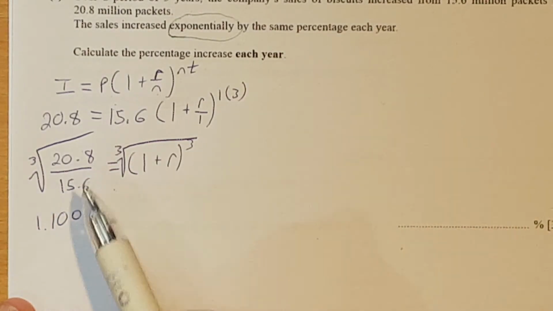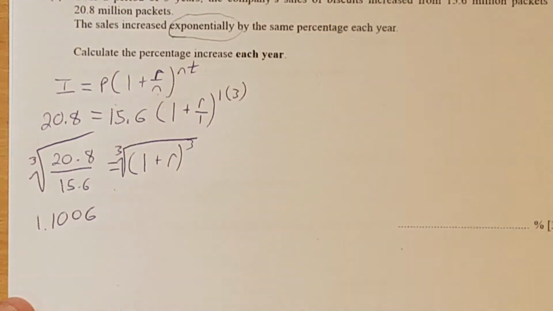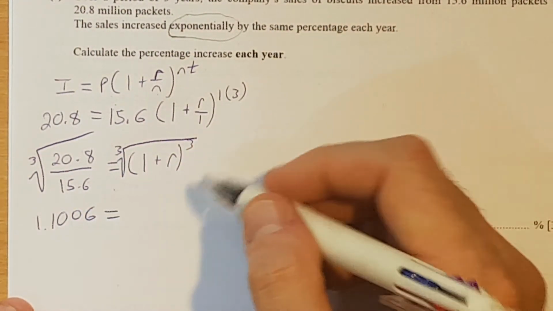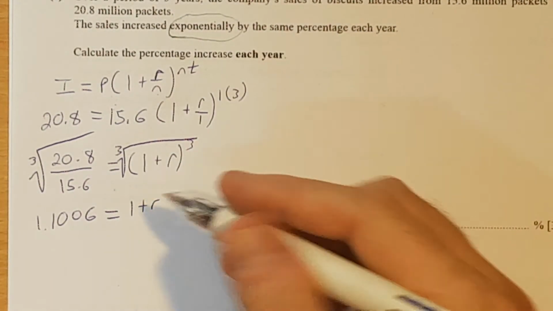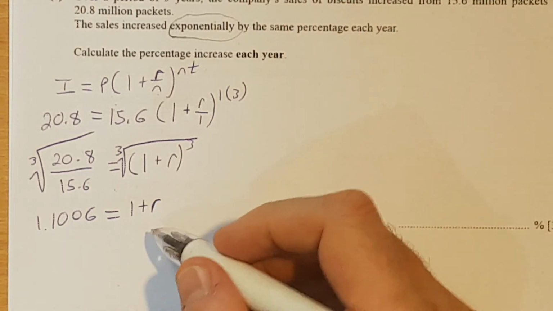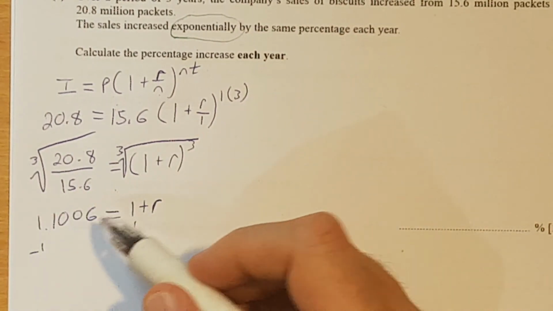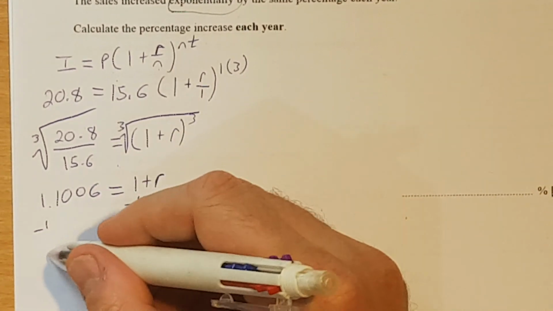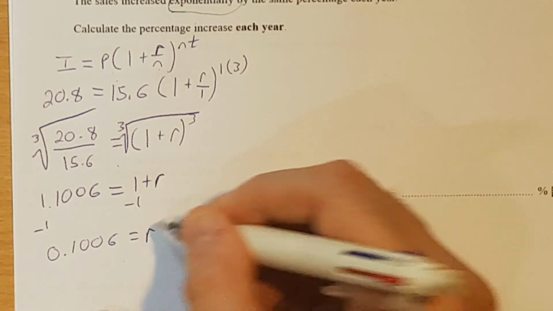1.1006. I might add enough sig figs for the answer here. 1, 2, 3, I'm at least at 5. So I need at least 4 to get an answer of 3 sig figs, right? And that's going to be equal to 1 plus R. Good. Now, subtract 1 from both sides to get R by itself. So 1.1006, take away 1, is 0.1006 is equal to R.